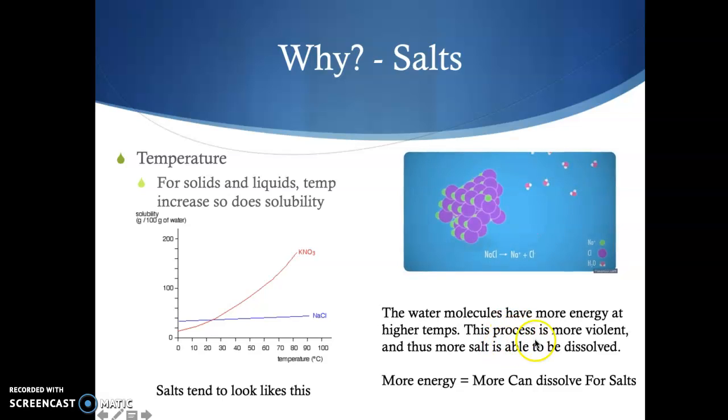That means more salt is able to be pulled apart because there's enough energy there to destroy the bond between the sodium and the chlorine. So higher temps mean more energy. More energy means more salt can be dissolved because the water is able to pull it apart easier and faster. And you see potassium nitrate here increases a lot compared to sodium chloride. Not every salt has the same amount of solubility, and that has to do with the bonds between the potassium and the nitrate and the sodium and the chlorine. But in general, we do see this upward trend for salts or solids. As I dissolve a solid in water, as temperature increases, the solubility increases.